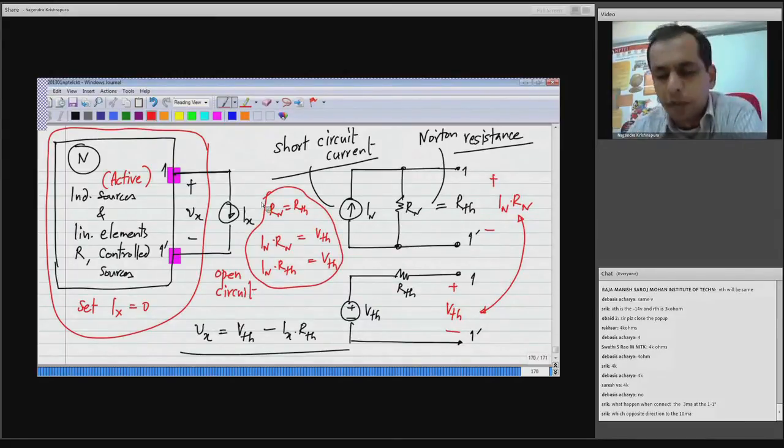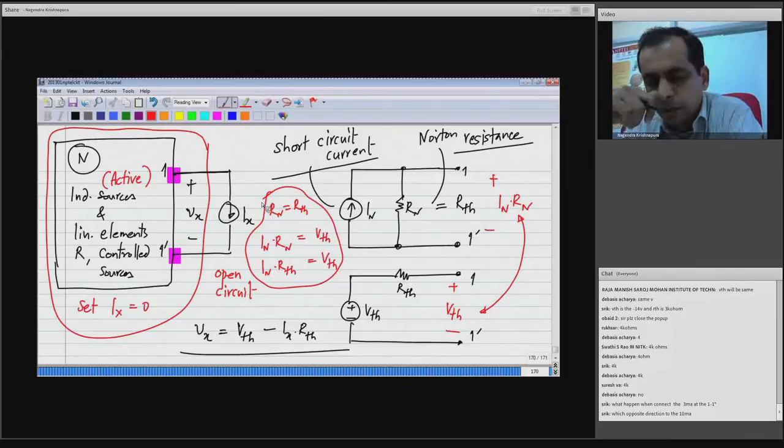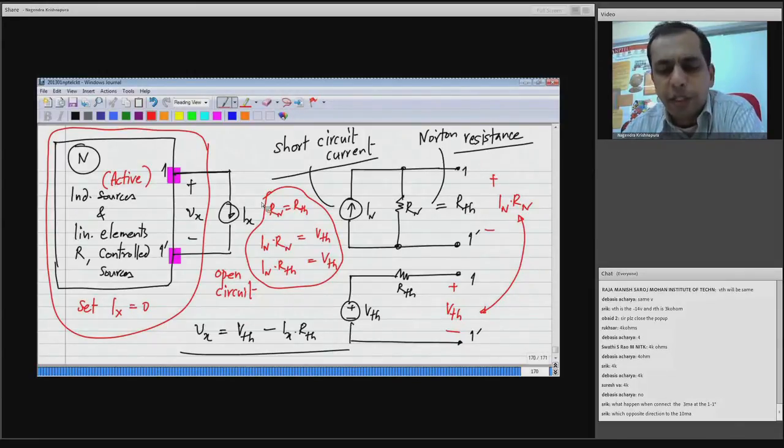So I hope this is clear as well. Instead of using a voltage source and resistance in series, you can also use a current source and resistance in parallel as an equivalent to any two terminal circuit which has independent sources and linear elements. And this idea of using a current source and resistance in parallel is known as Norton's theorem.